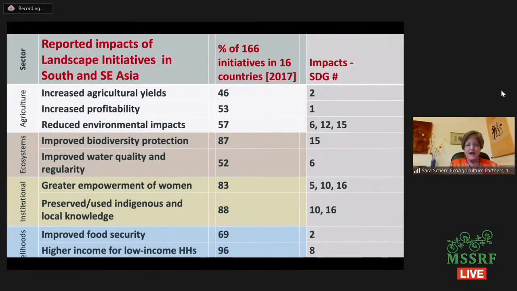If you'll go to the next slide, just to give you some very preliminary illustrative evidence of the benefits of this kind of integrated approach. This is from that survey that was in the previous map of 166 integrated landscape initiatives in 16 countries in South and Southeast Asia. And if you'll just look at the impacts on the Sustainable Development Goals 1 and 2, you can see that it's had impacts on 9 of the 17 goals. 46% of these experienced significant increases in agricultural yields and in profitability for farms, reduced environmental impacts, and 69% improved food security by working together across the sectors with these integrated approaches.